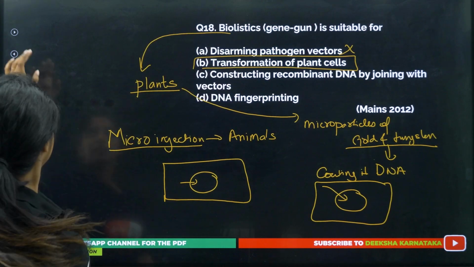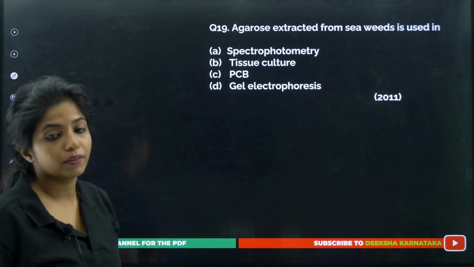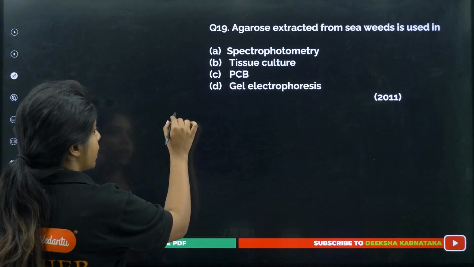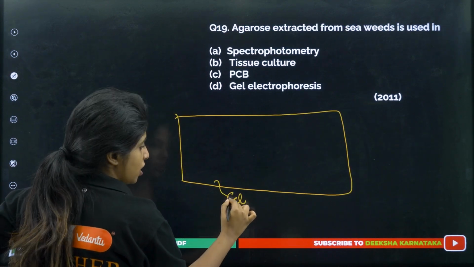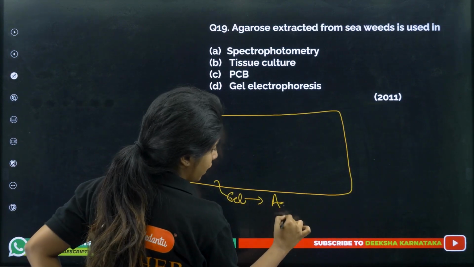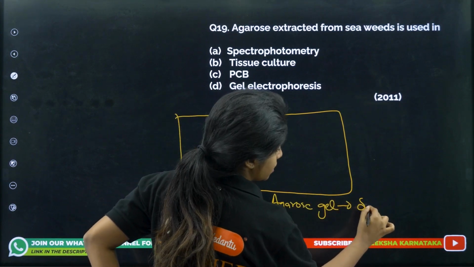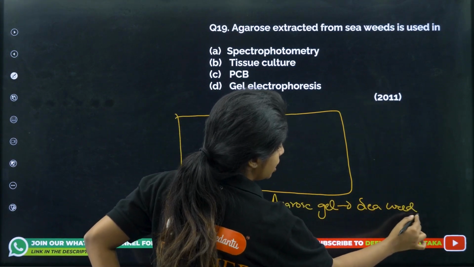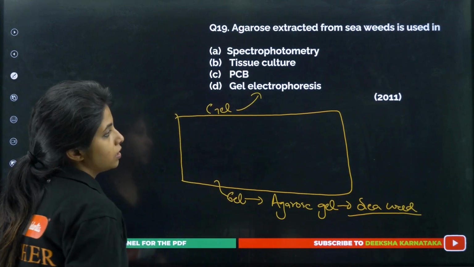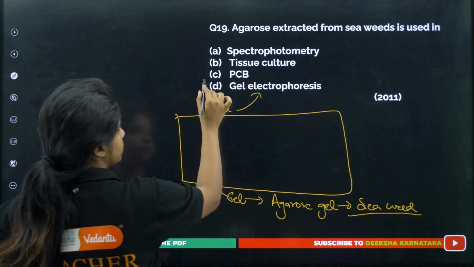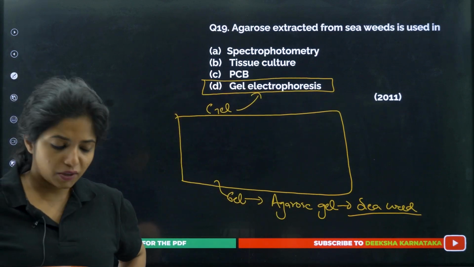Okay, next question. Agarose extracted from seaweeds is used in? Children, we studied gel electrophoresis. Why is the name gel? Because we are using a gel there, and this gel is known as agarose gel. And agarose gel is taken from seaweed, my dear children. So what is this process known as? Gel electrophoresis. This becomes the correct answer. This came in NEET 2011.